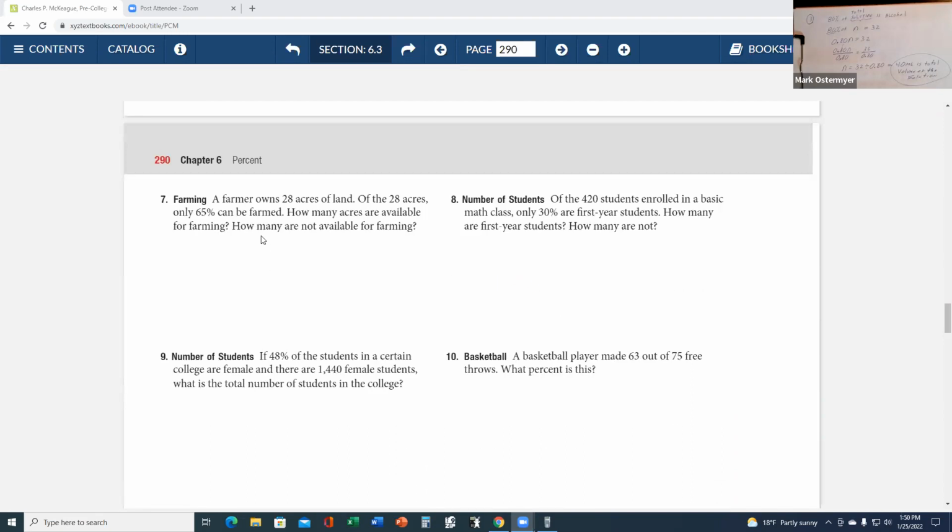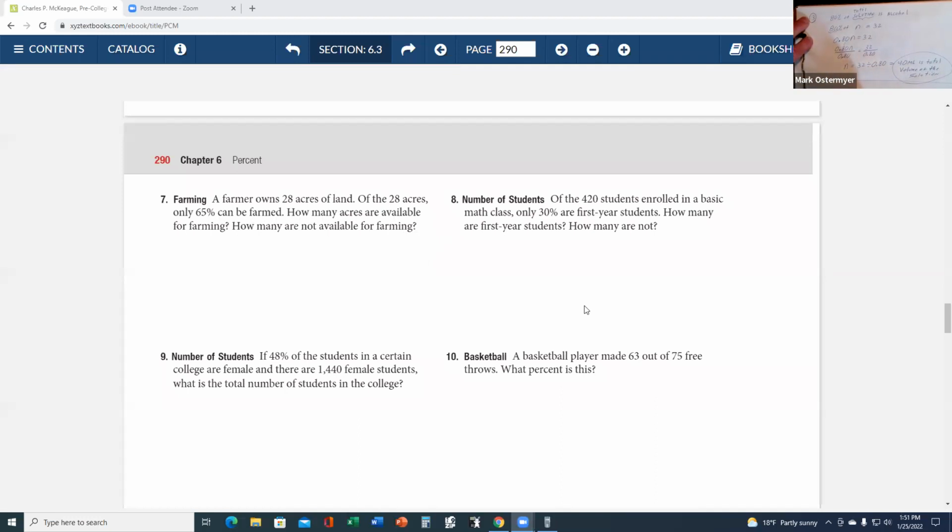Number 7. A farmer owns 28 acres of land. Of the 28 acres, only 65% can be farmed. How many acres are available for farming? How many are not available for farming? Okay, let's try number 7. Of the 28 acres owned, only 65% can be farmed. How many acres are available for farming?